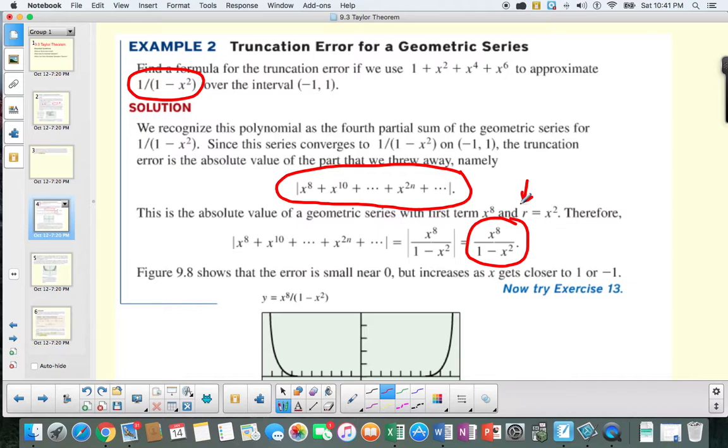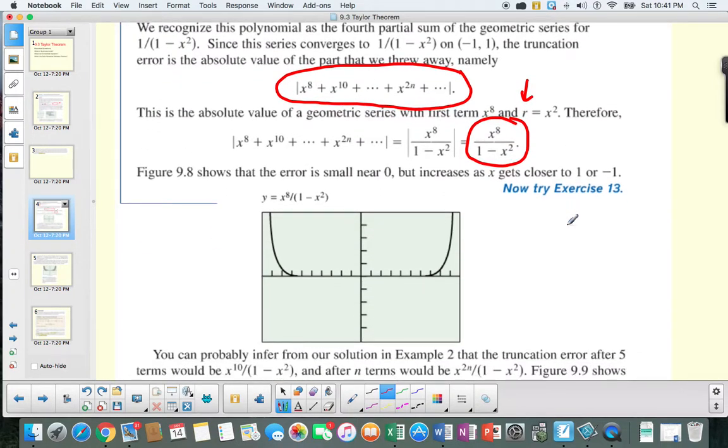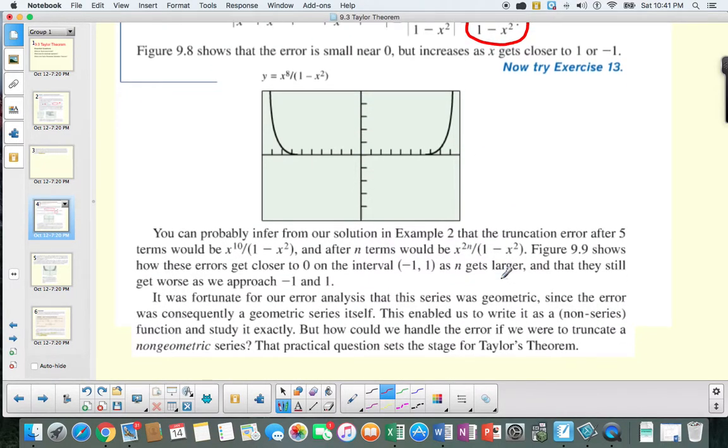Here's the error. Let's go ahead and graph it, and again it looks very similar to what we saw before. At the ends of the interval is where the most error occurs. Those values close to the center are going to be the most accurate. Now what happens when the series is non-geometric? That's where Taylor's theorem comes in.